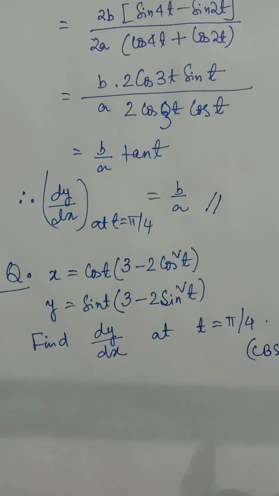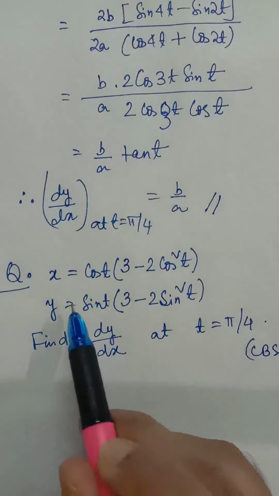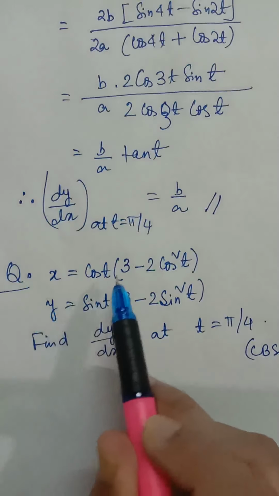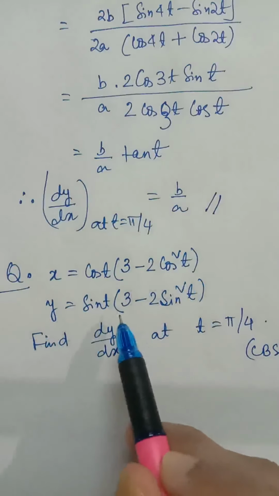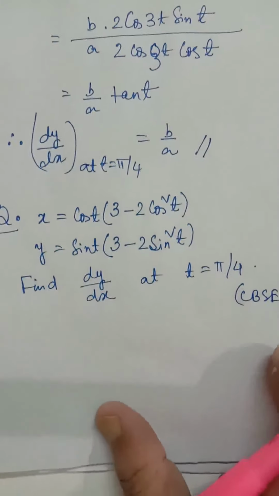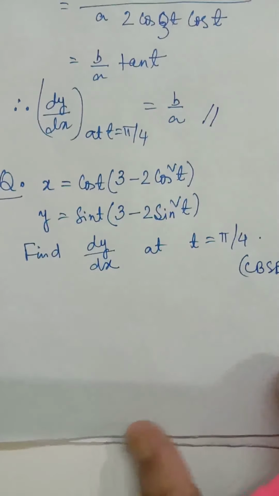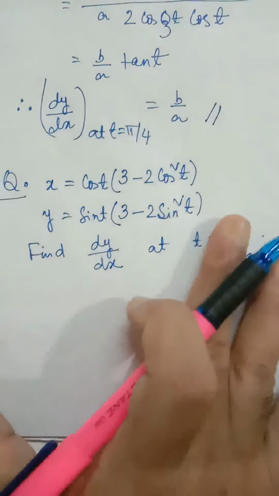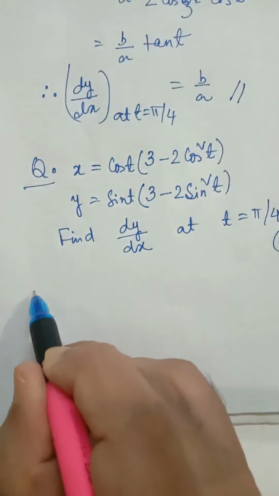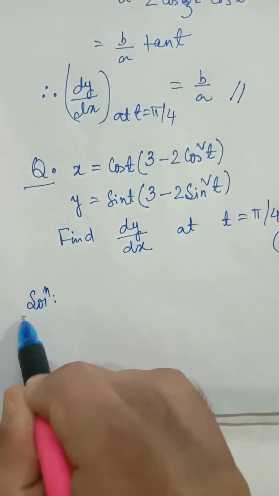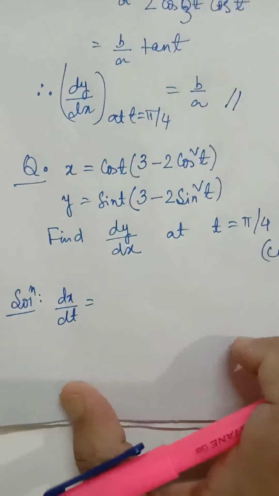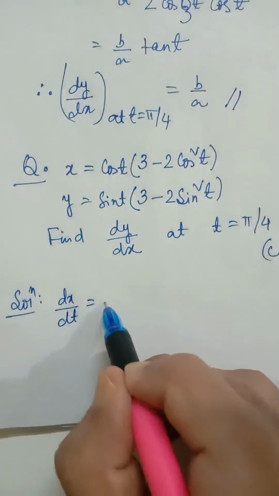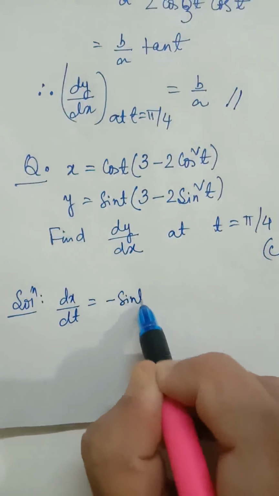Our next question is from CBSE board exam paper. Given x equal to cos t into 3 minus 2 cos square t and y equal to sin t into 3 minus 2 sin square t. To find dy by dx at t equal to pi by 4. First of all, let us find dx by dt. Applying chain rule, derivative of cos t is minus of sin t.